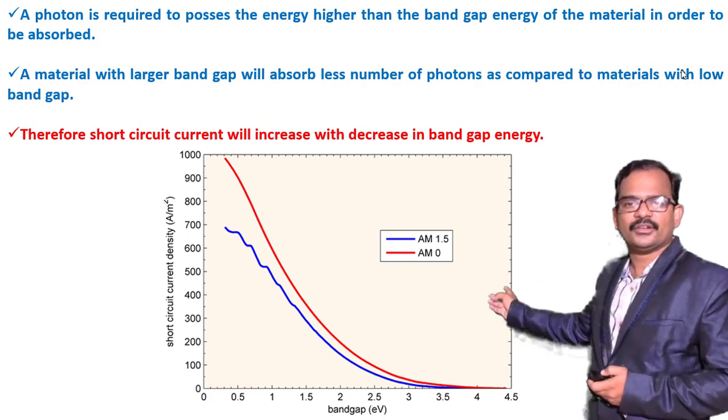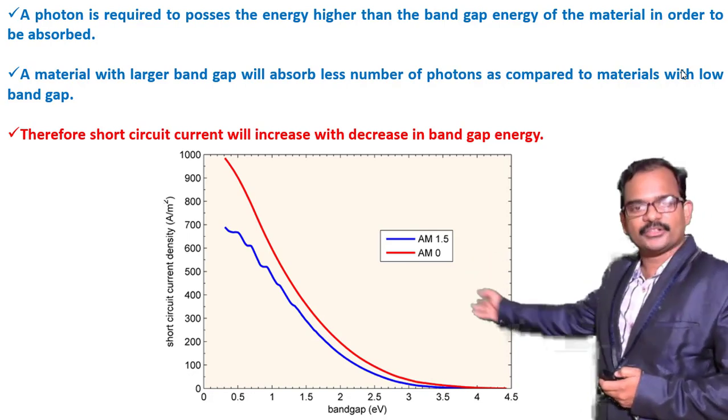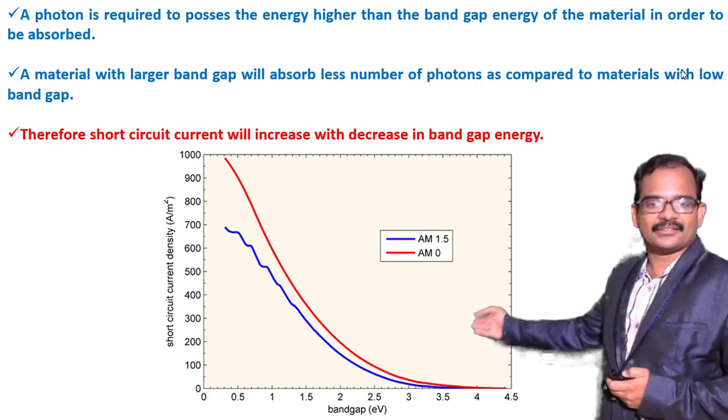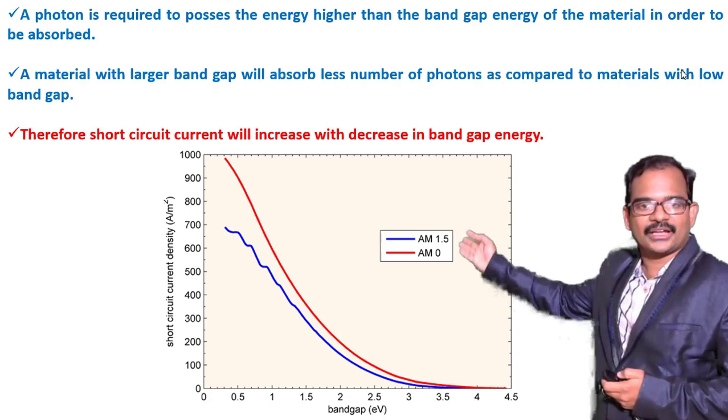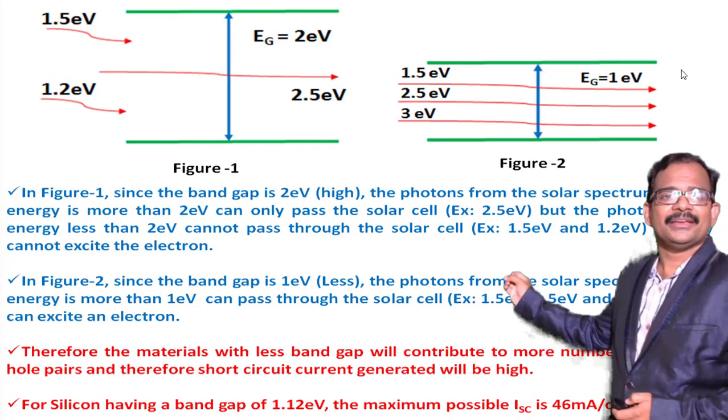Right? So we have to consider AM1.5. But in both AM0 and AM1.5, what is it that you are observing? You are observing that as the band gap increases, the short circuit current is reducing. So let's see this by means of an example.